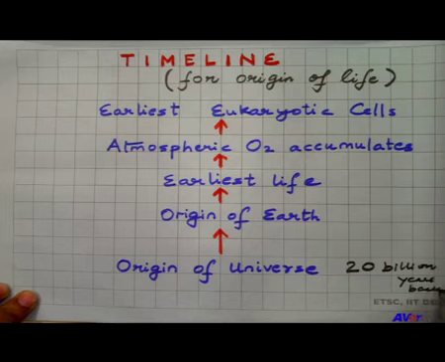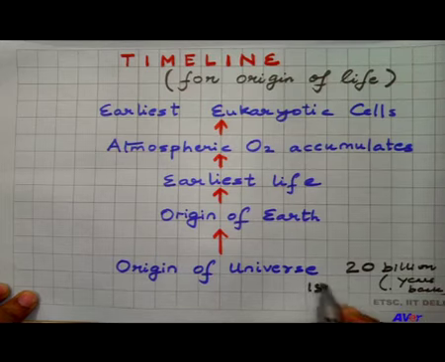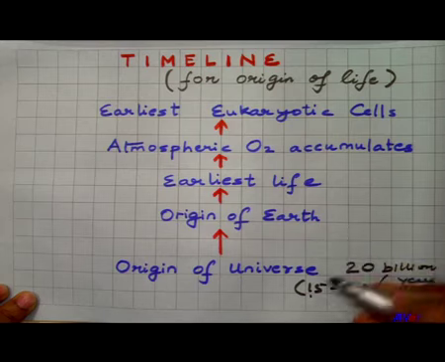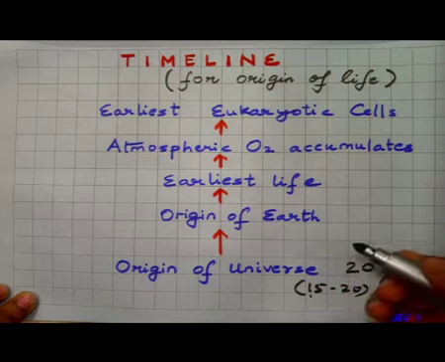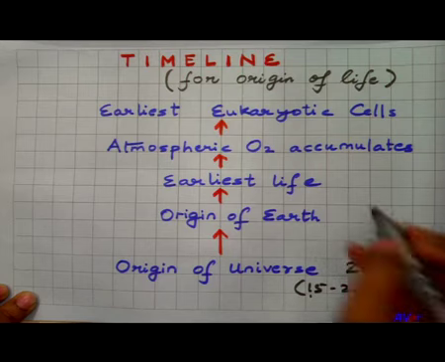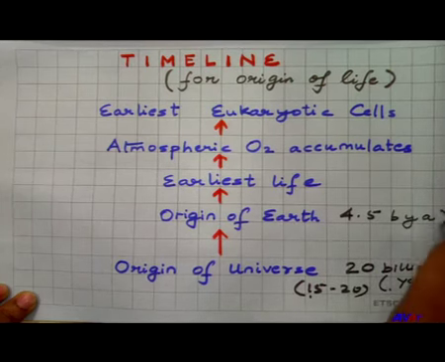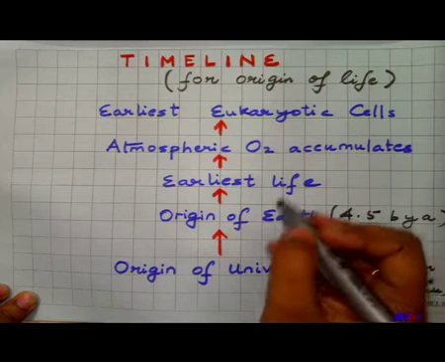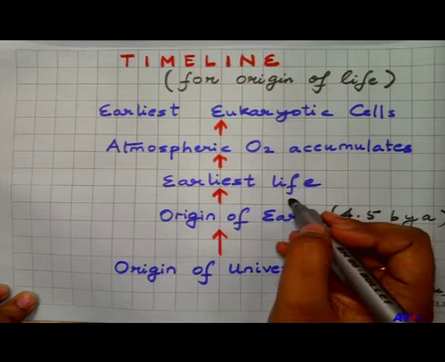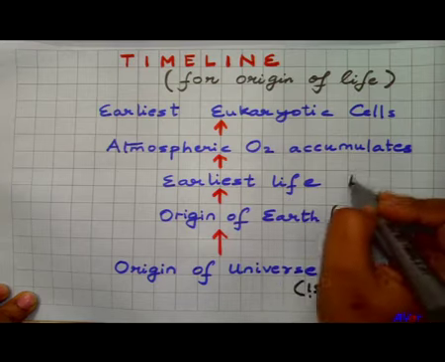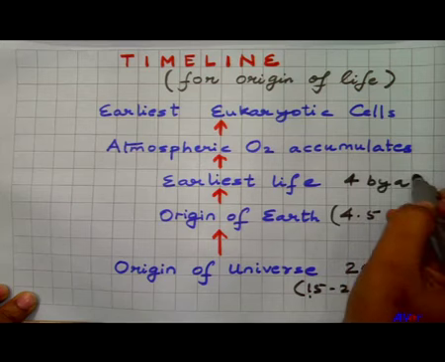There may be some variations. It can be said to as 15 to 20 billion years back. So, the universe was originated 20 billion years back. Then the further sequence which arose was the origin of Earth, origin of the galaxies, solar system and origin of Earth, which was about 4.5 billion years ago. Then the earliest life like structure or the first organic macromolecules which were formed was about 4 billion years ago.